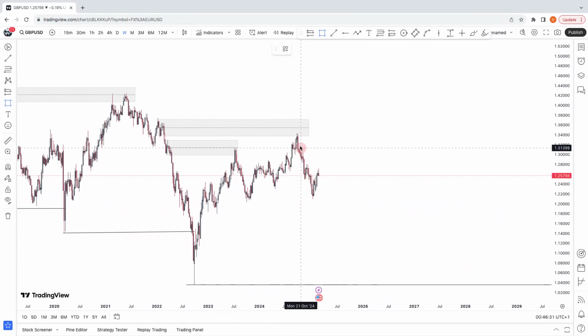Now we also have a new supply zone here that has broken this internal structure, because this was a higher low. This was a low that price moved from to create this high, to take out this high here. So price already took out this low here. So what do you anticipate?